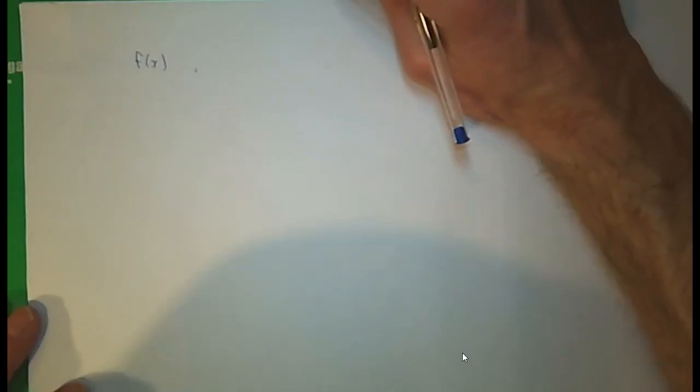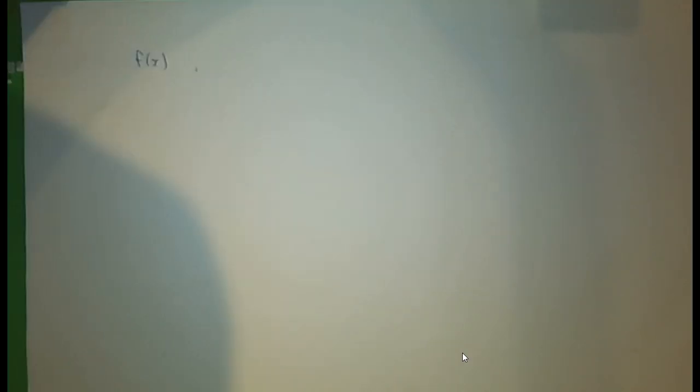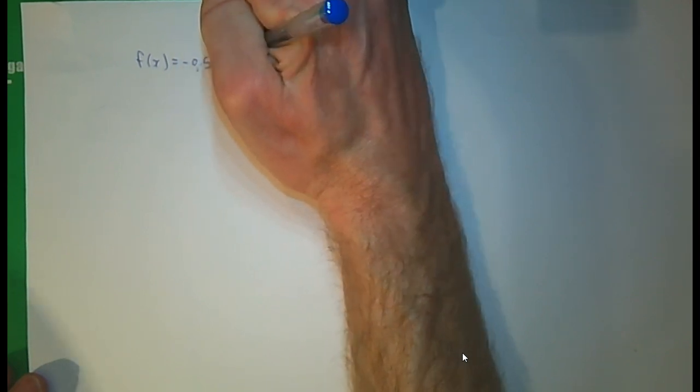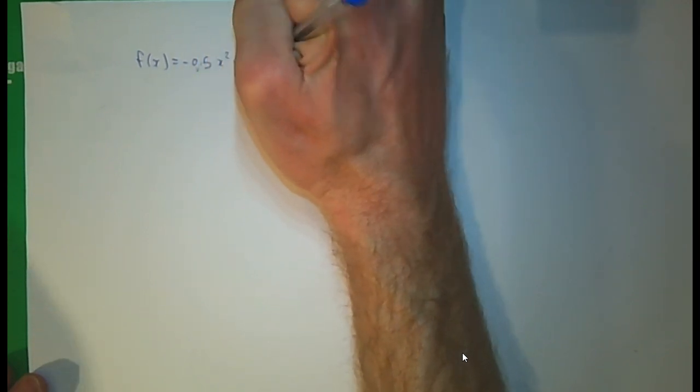Okay, I'm going to look at some solutions to this assignment. So we're graphing rational functions. The function given here is f(x) equals negative 0.5x squared plus x plus 1.5.